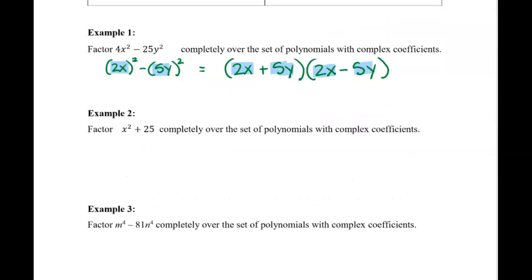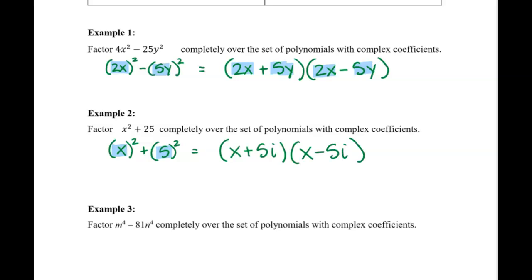Next one, x squared plus 25. There's a plus, and I can write this as something squared plus something squared, x squared plus 5 squared, and whenever it's a plus, the pattern is first term plus second term times i. So x plus 5i times first term minus second term times i, x minus 5i.